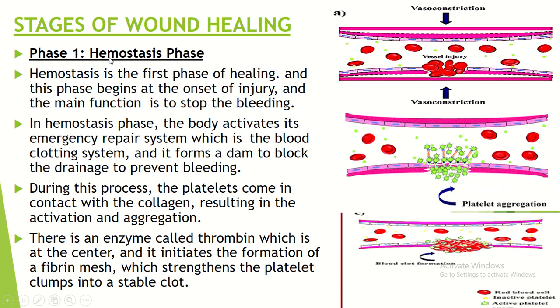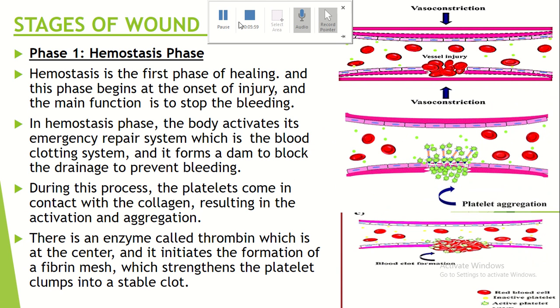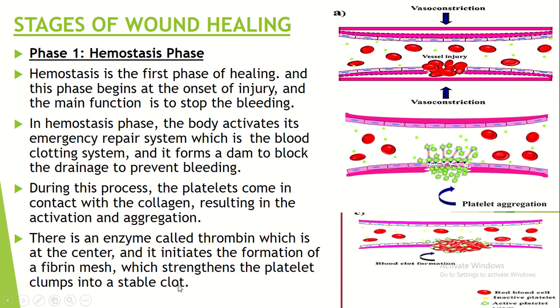So the first phase is called the hemostasis phase. You can get this as a 5 mark question for each and every single phase, or as a 20 mark question, since it has 4 phases. So all 4 you can get in a 20 mark question. So phase 1 is the hemostasis phase.